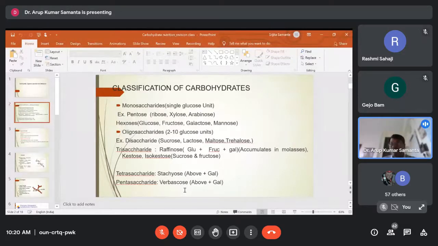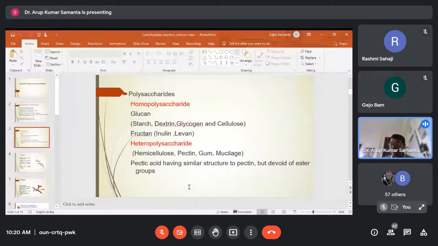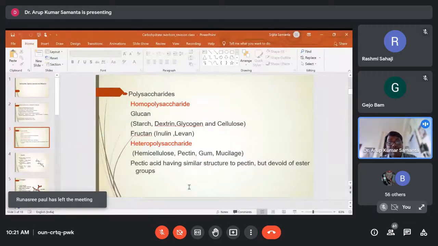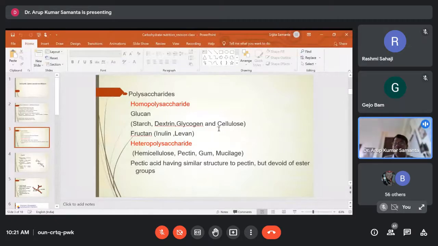Another group is the polysaccharides. You know these: homopolysaccharides and heteropolysaccharides. Remember that cellulose is a homopolysaccharide because it has a single type of glucose unit. Starch, dextrin, and glycogen all come under the homopolysaccharide category because only glucose is there, with no other monosaccharides. Similar monosaccharides are attached, which is why they are homopolysaccharides.